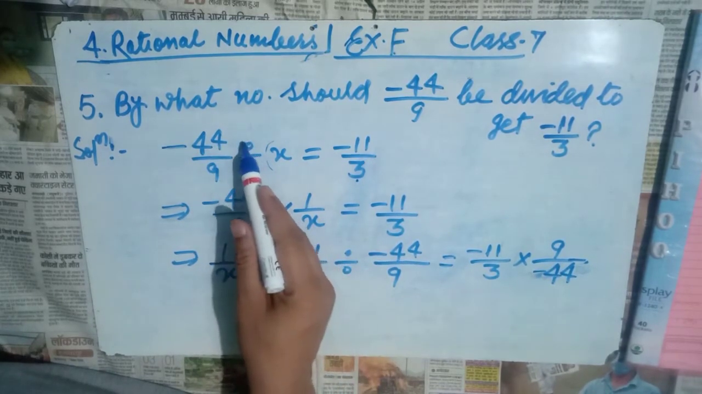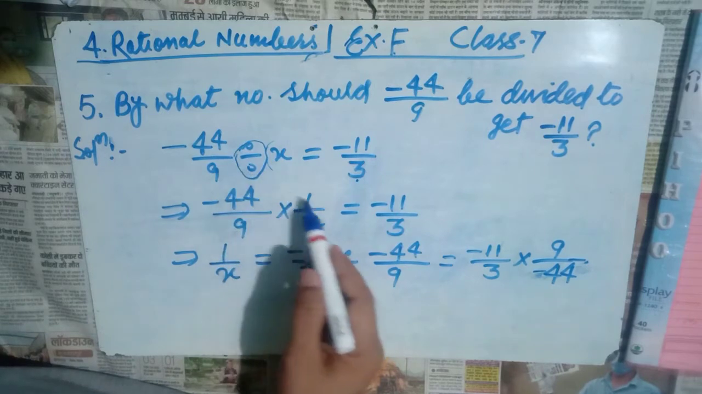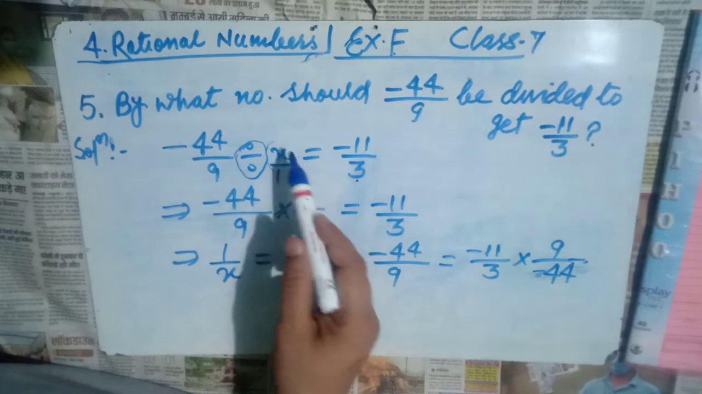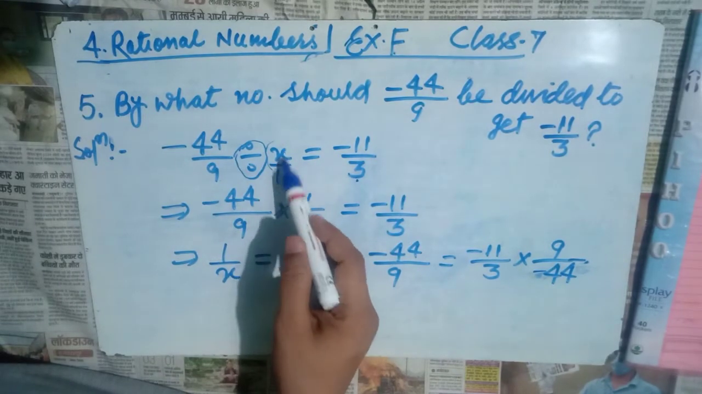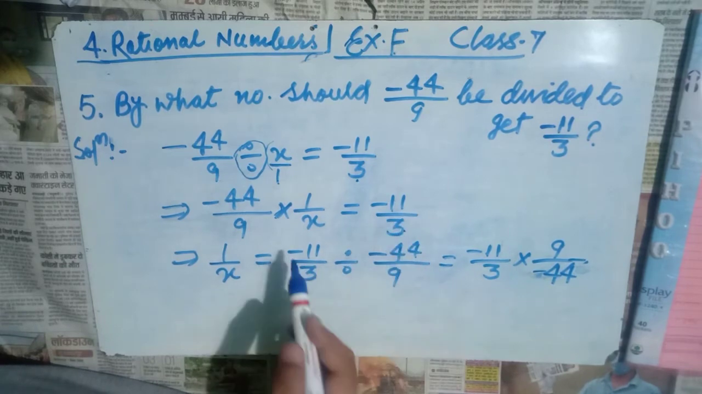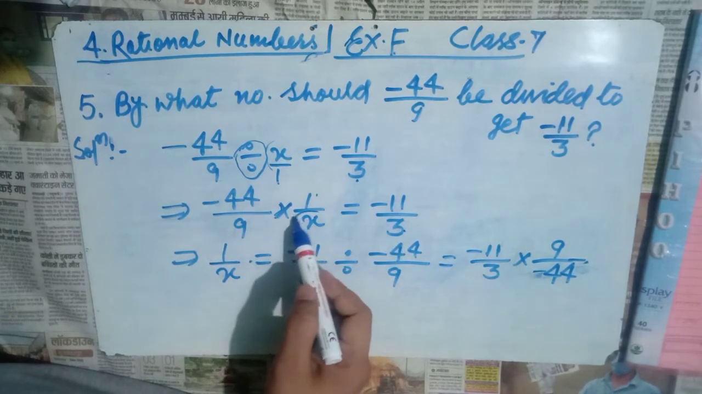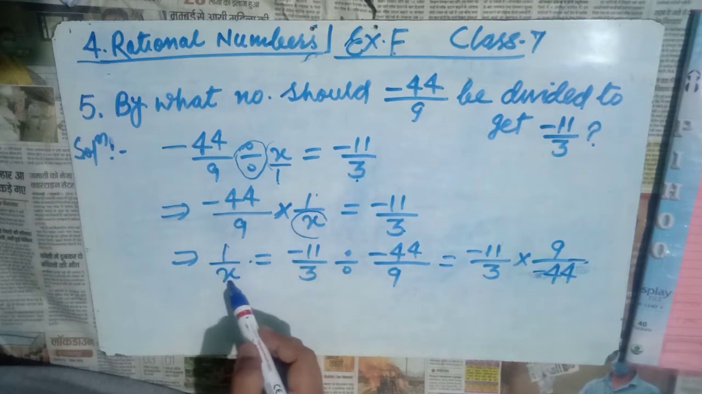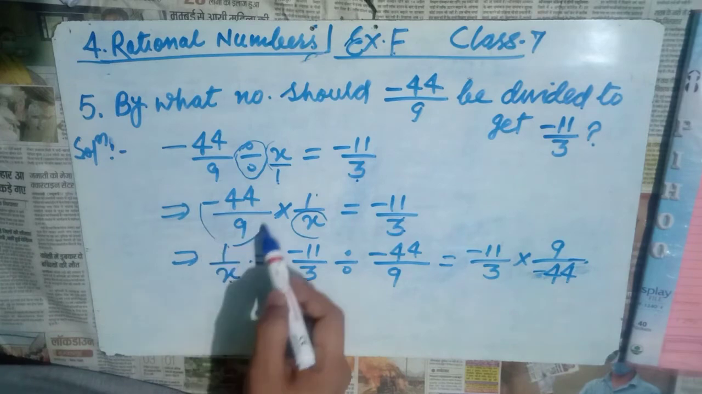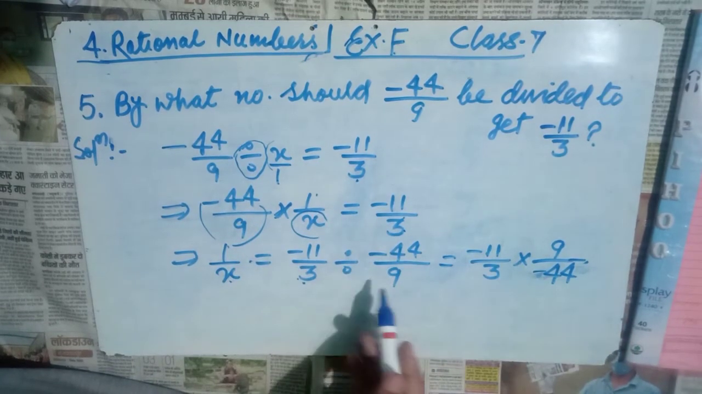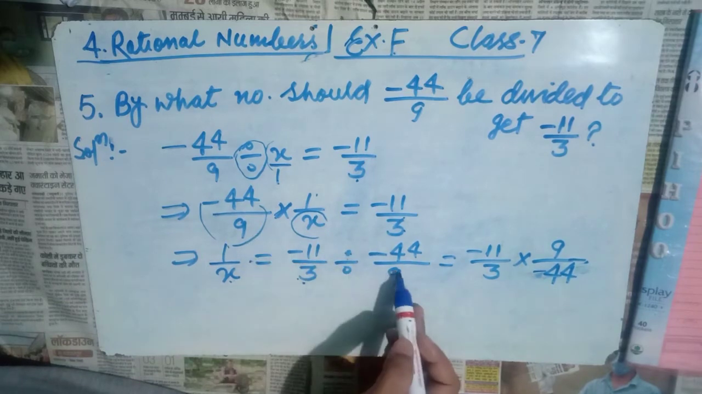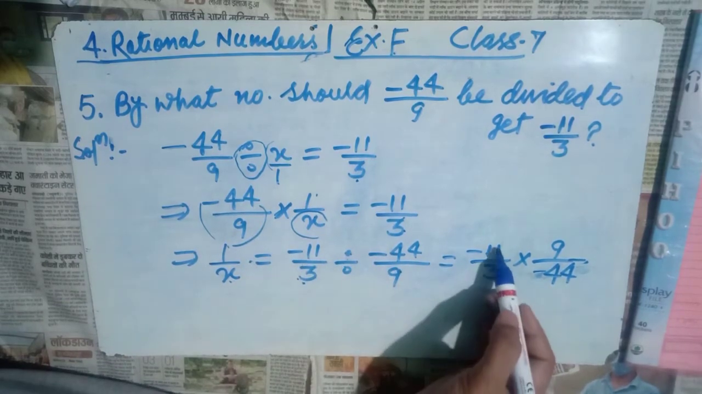Now here, we have already changed this operation into multiplication. That means this rational number is also changed; this becomes 1 by x. Okay, now it is equal to, as it is, minus 11 by 3. Here 1 by x, because we have to find the value of x. Here 1 by x as it is, this number is as it is, minus 11 by 3, and this goes to the right hand side as a divisor. That means this number is divided by this, and this is minus 11 by 3.